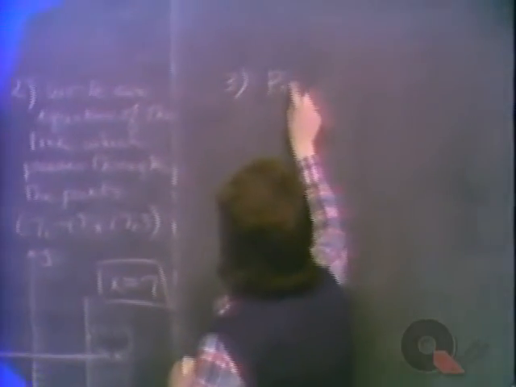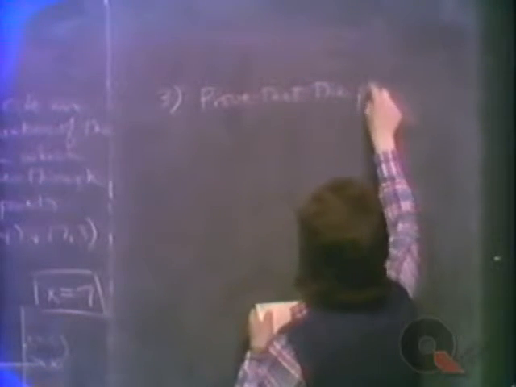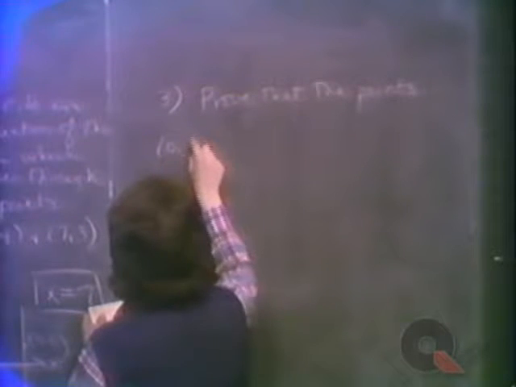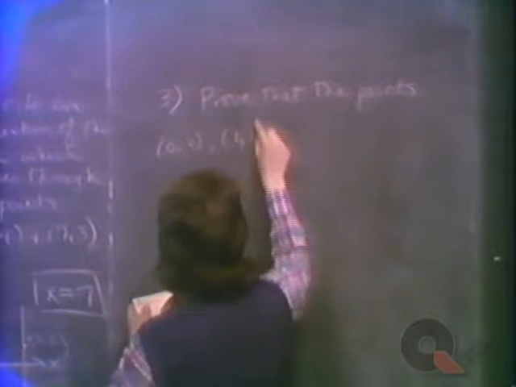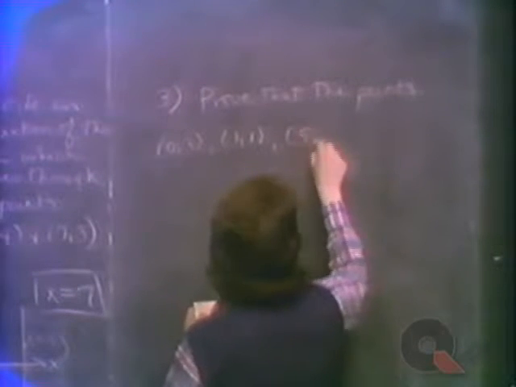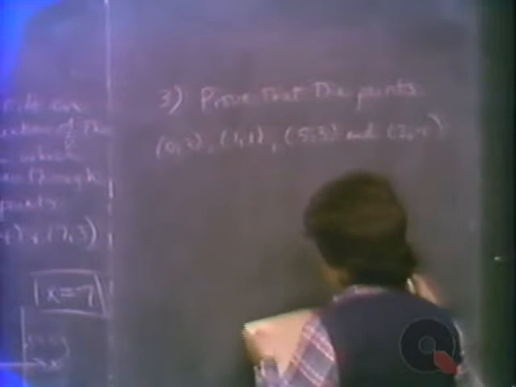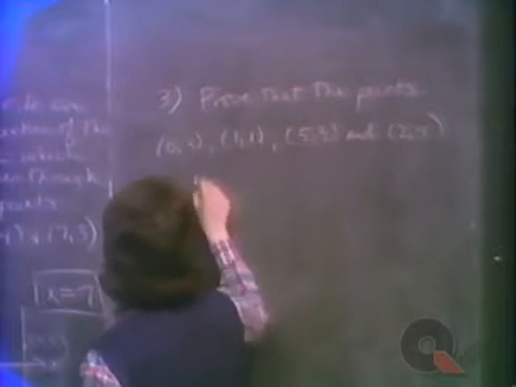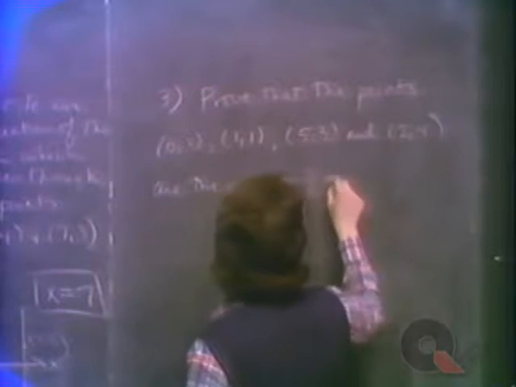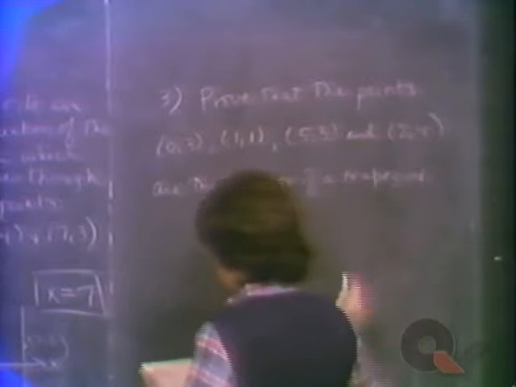Prove that the points (0, 3), (1, 1), (5, 3), and (2, 4) are the vertices of a trapezoid which contains a right angle.